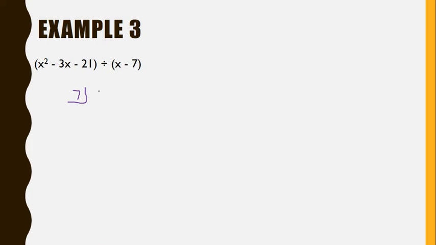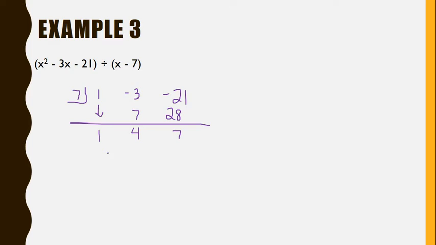So x squared, my coefficient's 1. On my x, my coefficient is negative 3, and on my constant is negative 21. So I'm going to bring down my first coefficient, which is a 1. Then I'm going to multiply 1 times 7 gives me a 7. Then I'm going to add negative 3 plus 7 gives me a 4. Then I'm going to multiply. 4 times 7 gives me 28. Then I'm going to add, and I get a 7.